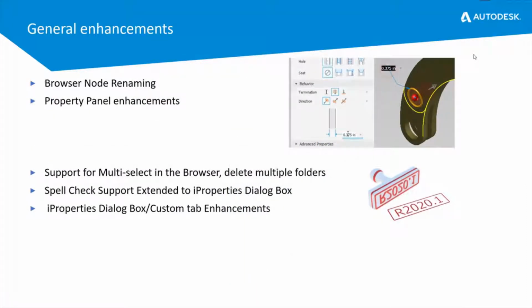Alright, so several enhancements were made in the 2020.1 release. Browser node renaming, property panel enhancements. Here you can see on the right hand side that we can interact between the model panel and the property panel. There's support for multi-selecting in the browser. My personal favorite though is the ability to use the spell checker in iProperties.